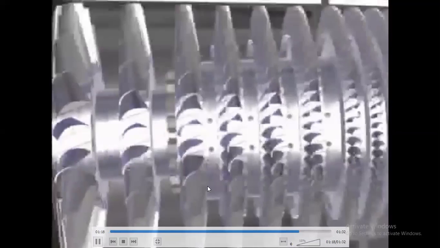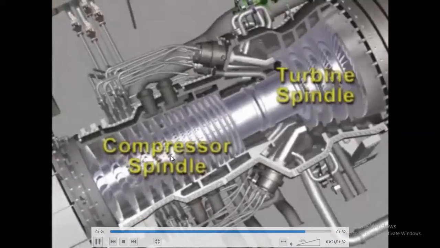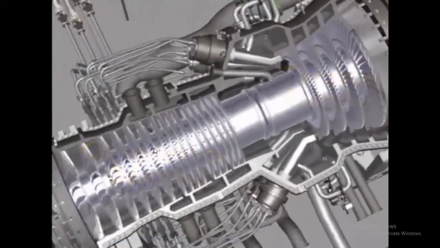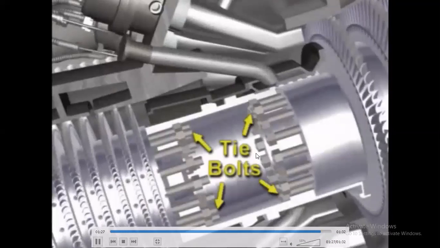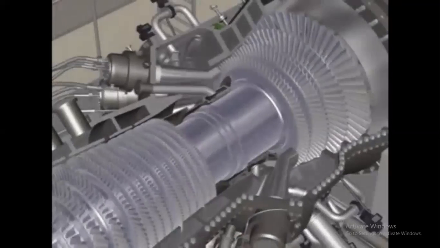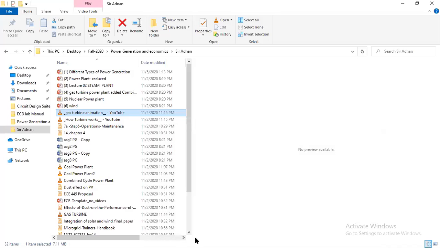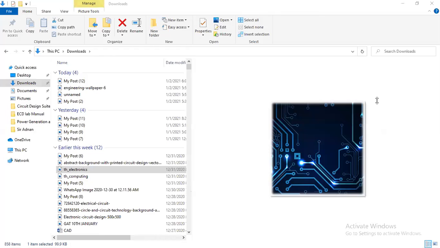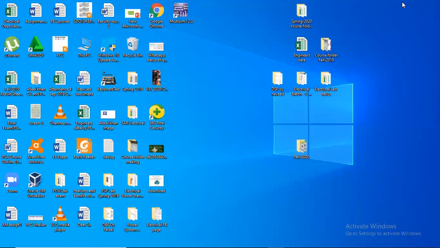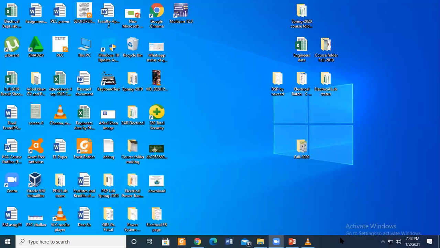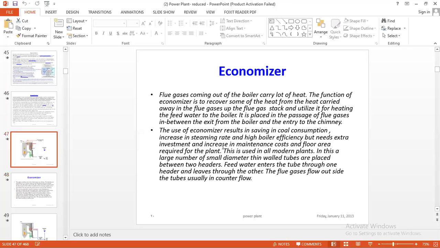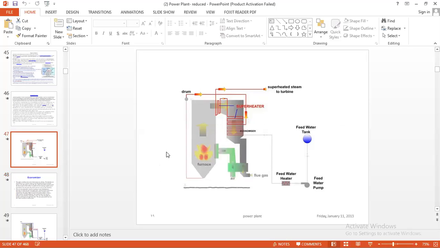Dovetail is also installed here, along with the compressor spindle and turbine spindle. There are two sections of the turbine in which high-pressure and low-pressure steam is inlet at this level, by which the turbine is rotated. These are some specs of the wind turbine which I discussed with you, and moreover it comes to the PPT lecture of this level.